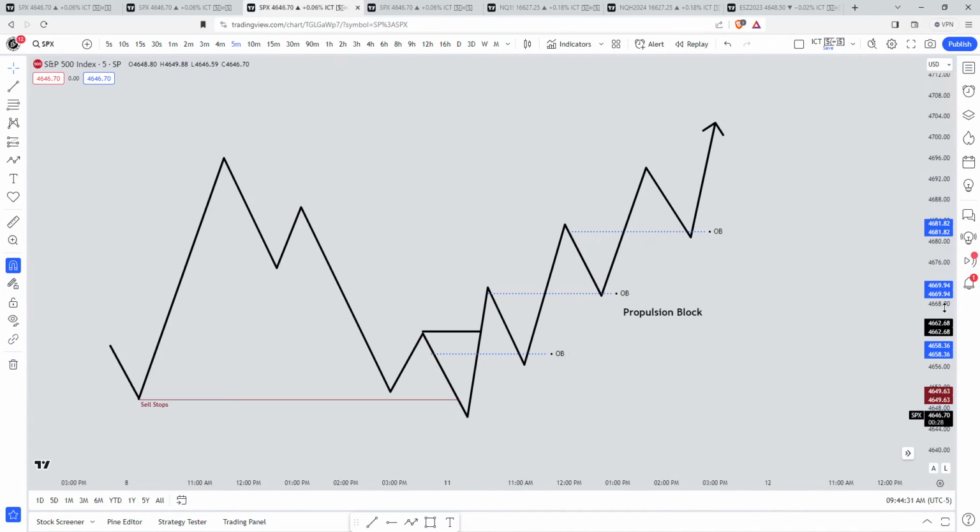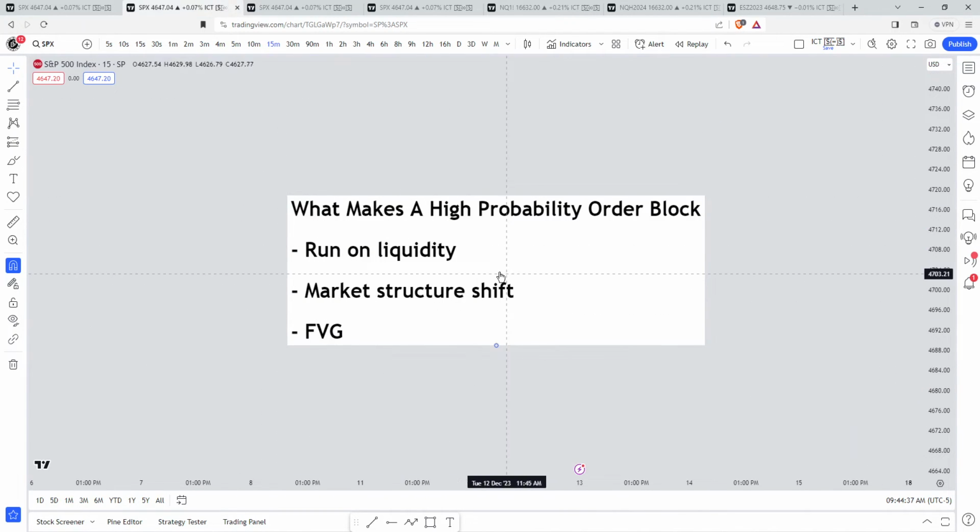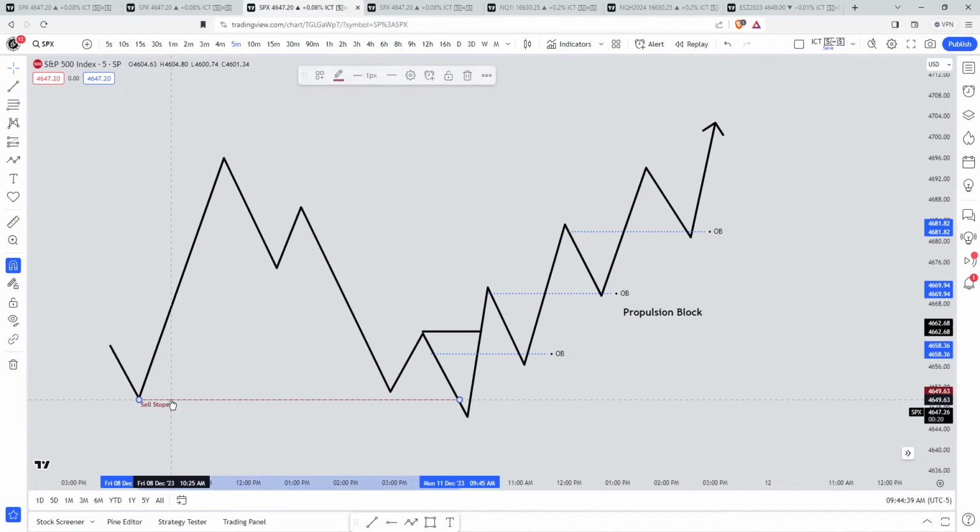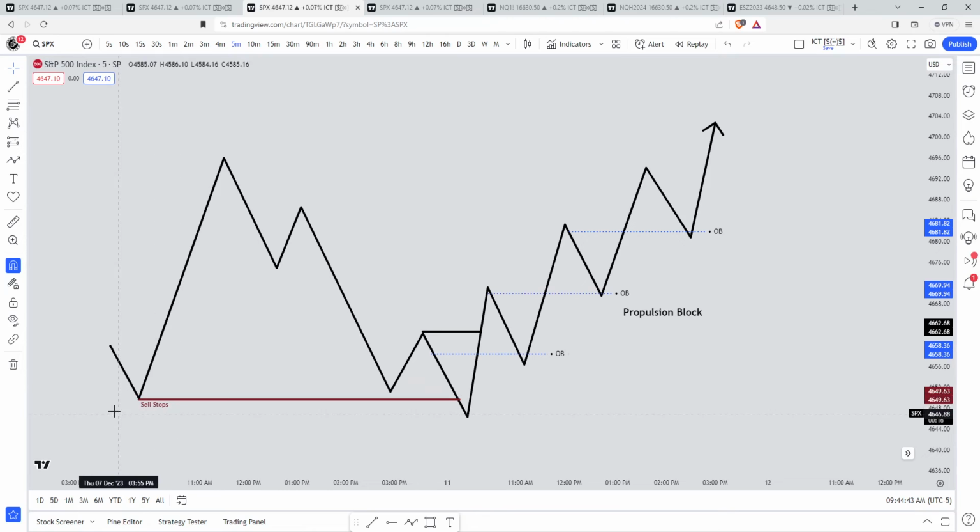So let's dive into this simple example of what an order block is. Then I'll dive into real chart examples. The first key component is that there must be a run on liquidity. If we look at this example right here, you can see that price takes out this level of sell stops right here. When it takes out an old low, that's a run on liquidity. So we need to see a run on liquidity, which occurs right here.